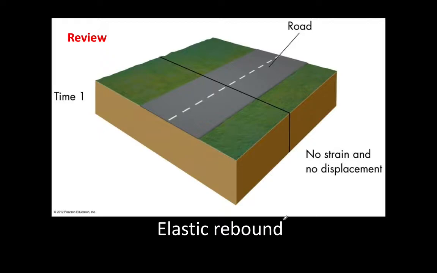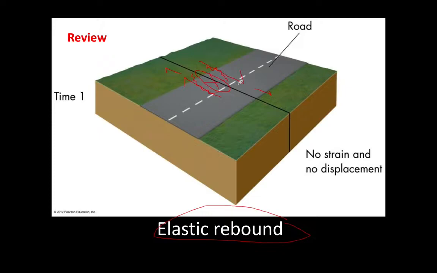So elastic rebound, this mechanism here. The basic idea, remember, is that we get two plates which are moving past each other. In this example, this would be a transform fault where the movement is lateral. This fault becomes stuck at some point, and so while the rest of the thing continues to move, this portion here cannot move. As a result, everything around it starts to deform, and it's going to store energy in this area elastically.